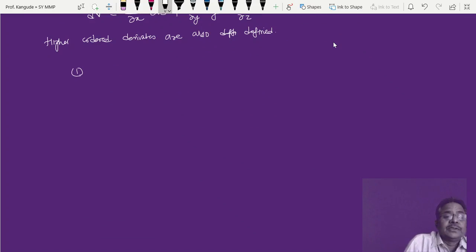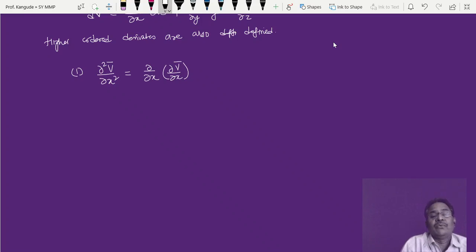First differentiation is del square capital V bar upon del x square. So as an example I can write this as del by del x of del v bar upon del x. So this is again differentiation of v bar with respect to x, and then this vector quantity is differentiated again with respect to x, and that gives me del square v bar upon del x square. So this is second order differentiation of a vector with respect to scalar x.